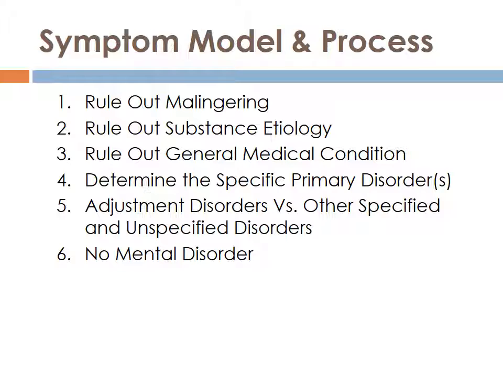The DSM-5 Handbook of Differential Diagnosis is one of the textbooks for this course and is available online at www.psychiatryonline.org. The login instructions are in the online resources handout on the course page. This handbook defines a 6-step process that I call the symptom model and process of differential diagnosis.